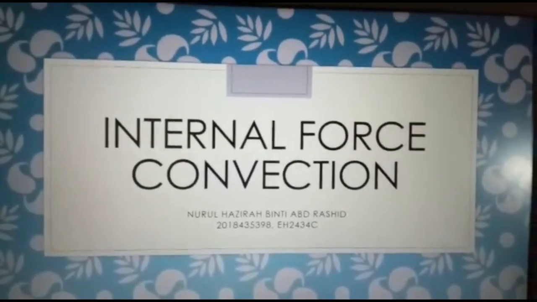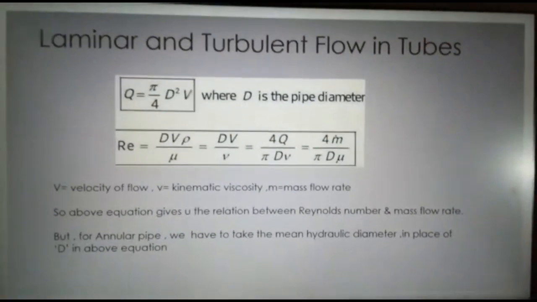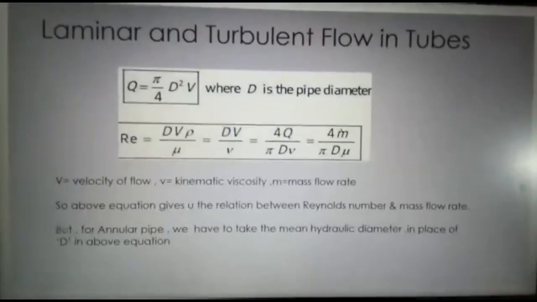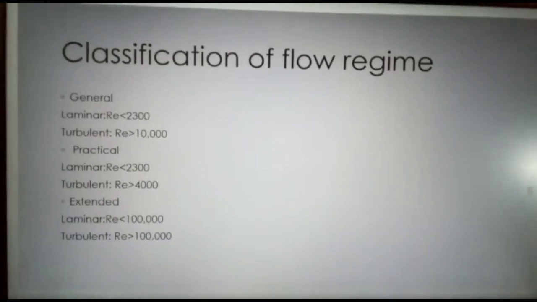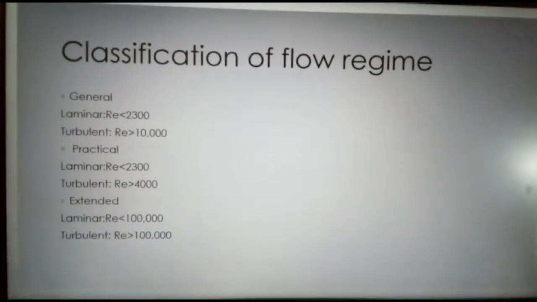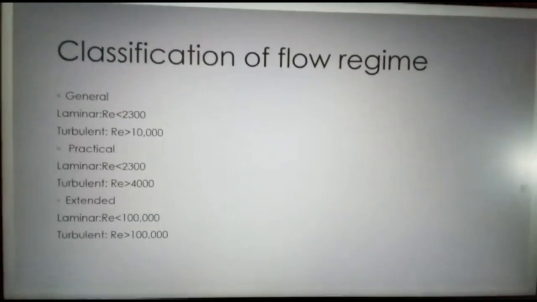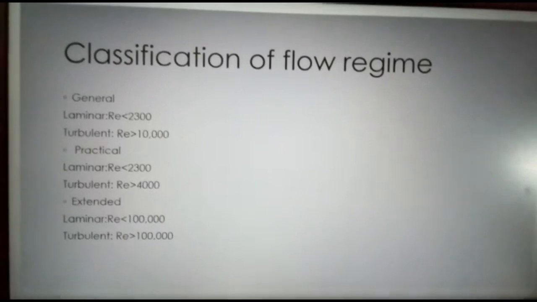We'll explain about the internal force convection. First of all, it consists of laminar and turbulent flow in tubes. This is the equation we need to calculate the Reynolds number. And then this is a classification of the flow regime, which consists of general, practical and extended, which consist of laminar and turbulent. This is the classification of Reynolds number.